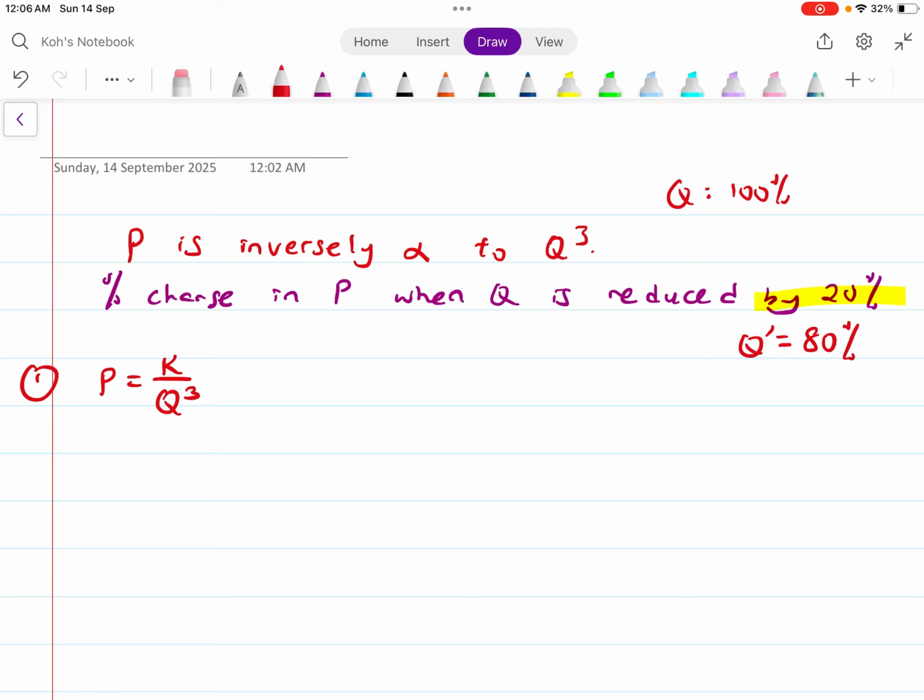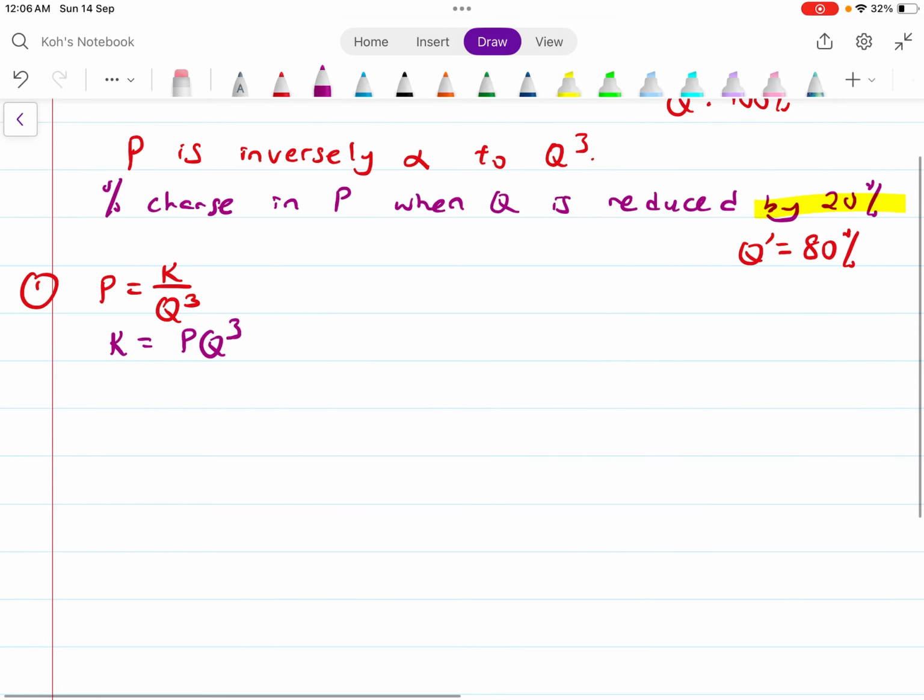For this, maybe I'll use the algebraic method to solve. First, I want to write down the equation: P is equal to K over Q cubed. Making K the subject, K is a constant, so K is equal to P Q cubed. This is the constant K in terms of P and Q cubed.